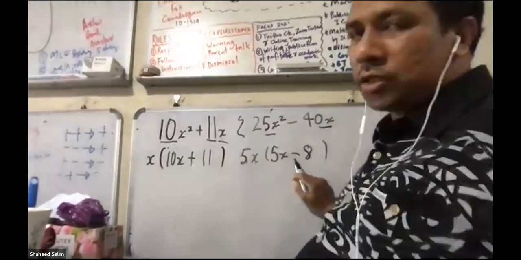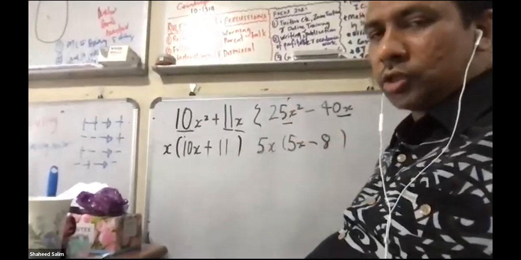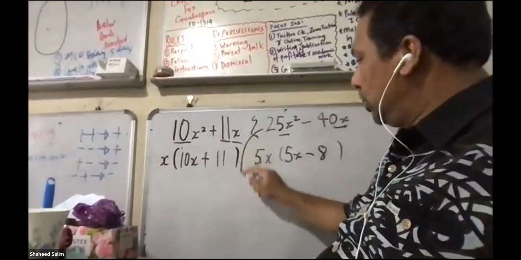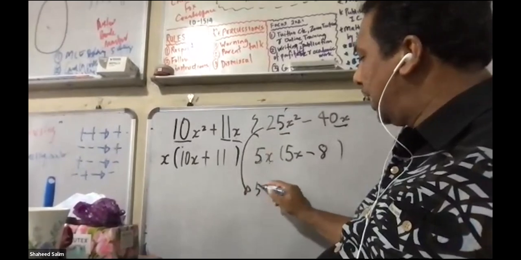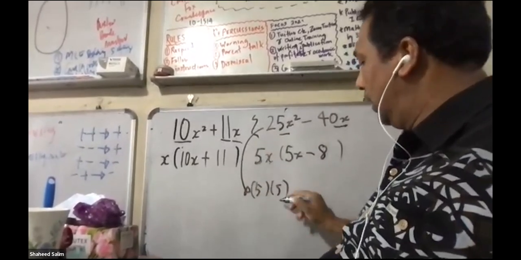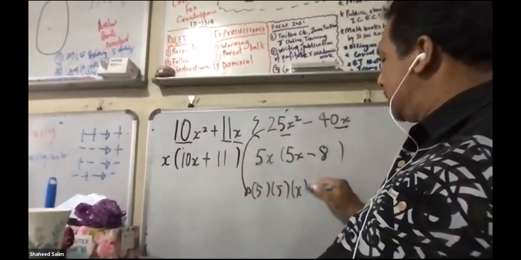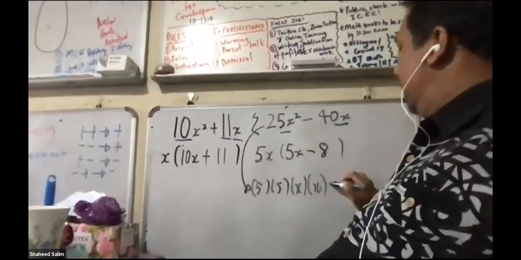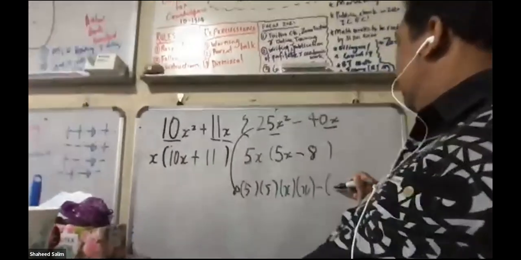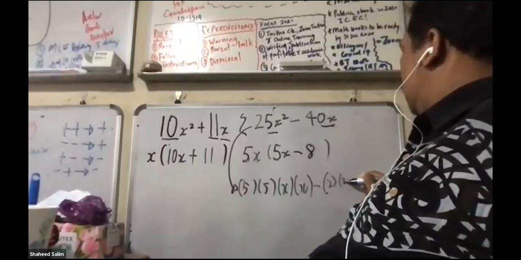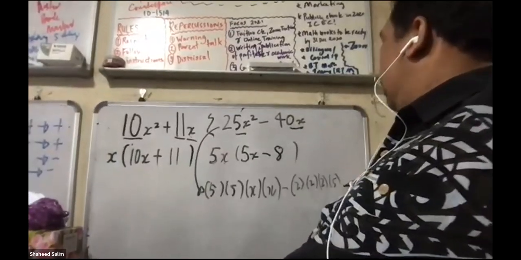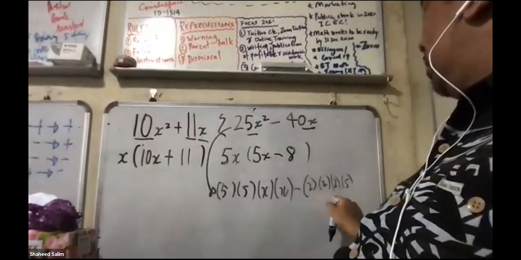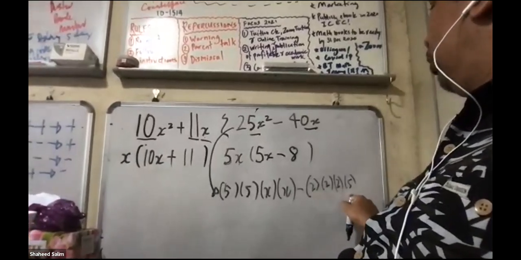Now, if you find this confusing, then use your teacher's method. What is your teacher's method? Your teacher say, let's break this down. 25, what's the prime factorization? Is 5 times 5. Then x times x, I mean for x squared. Then minus down here. Down here is 2 times 2 times 2 times 5. Which is 8 now. 2 times 2, 4. 4 times 2, 8. 8 times 5, 40.